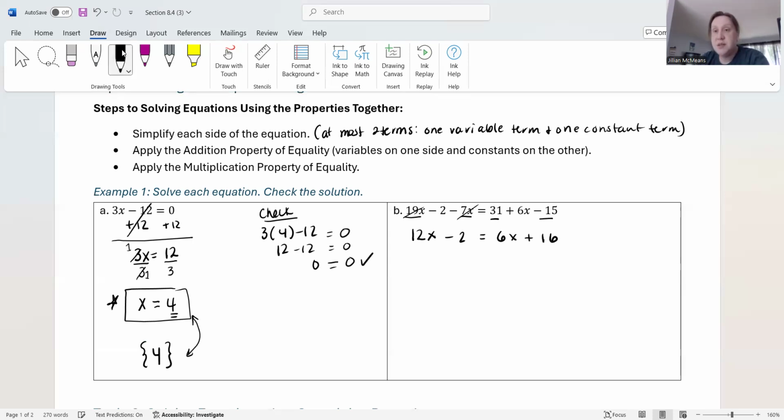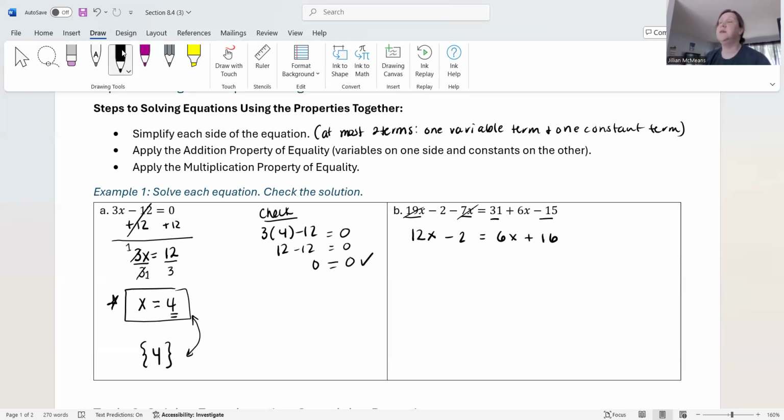Okay, so this is as simple as it's going to get at this point. So when we say simplify the left, simplify the right, we want to get to this stage right here, where each side of the equation has at most two terms, one variable term, one constant term. Okay, so if you look at the left, we have one variable term in 12x, we have one constant in -2. On the right, we have one variable term in 6x, and we have one constant term in 16. Okay, so this is when we start moving stuff around.